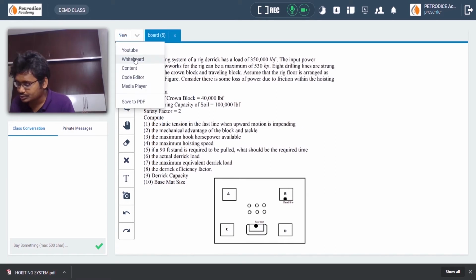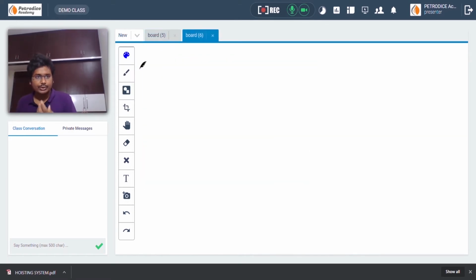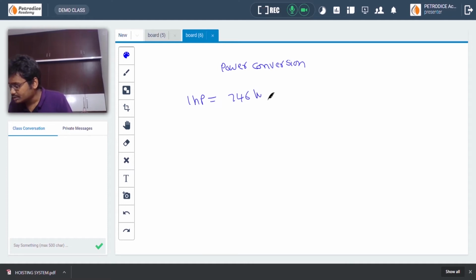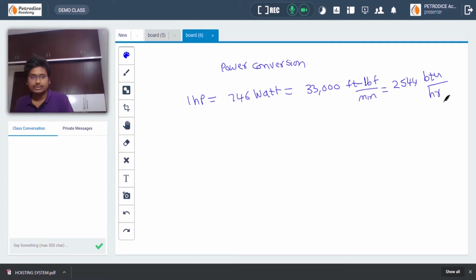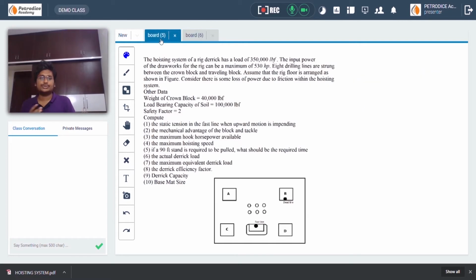Before solving this question, I would like to give you some conversions that you have to remember. First one is the power conversions. 1 horsepower is equal to 746 watt, which is equal to 33,000 feet lbf per minute, which is equal to 2544 British thermal unit per hour. Remember this. Let's start the question.